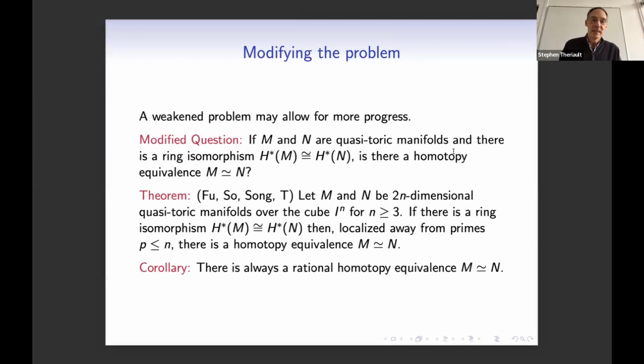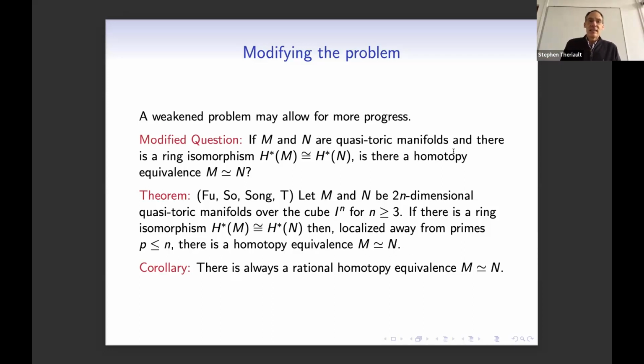And the theorem that Xin Fu, Larry So, Jongbaek Song, and I have is that you do, provided certain conditions hold. So you start with two quasi-toric manifolds over a cube, so you've specified the polytope, and if there's a ring isomorphism in cohomology, then if you localize away from primes less than or equal to n, where 2n is the dimension of the manifold, then you get a homotopy equivalence between the two manifolds. And in particular, if you want to look rationally, then you will always get a homotopy equivalence for these quasi-toric manifolds over a cube with isomorphic cohomology.